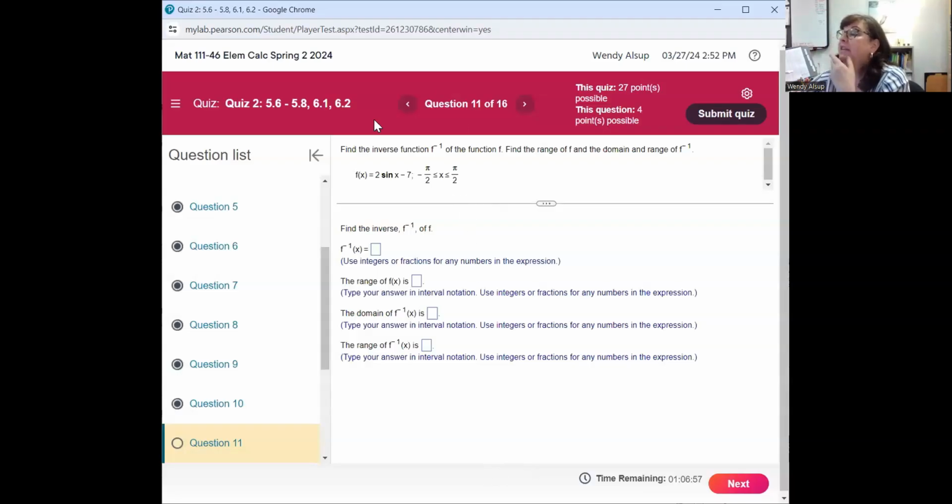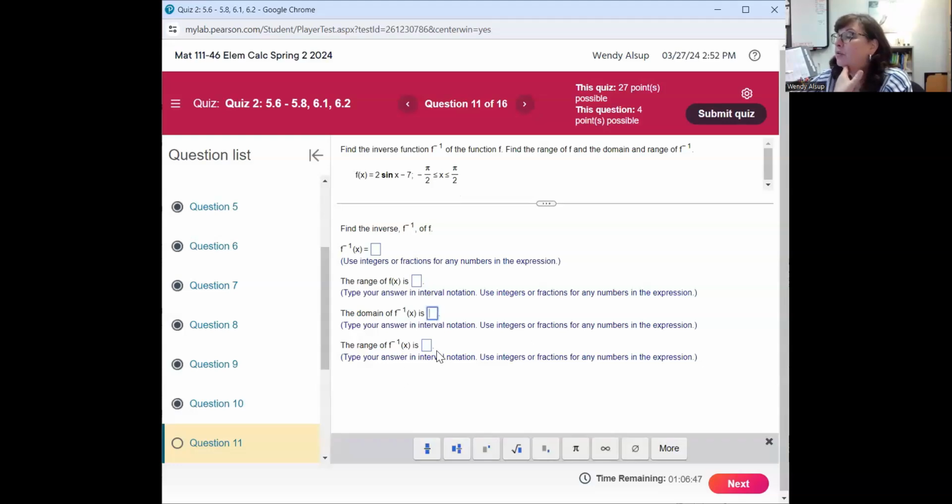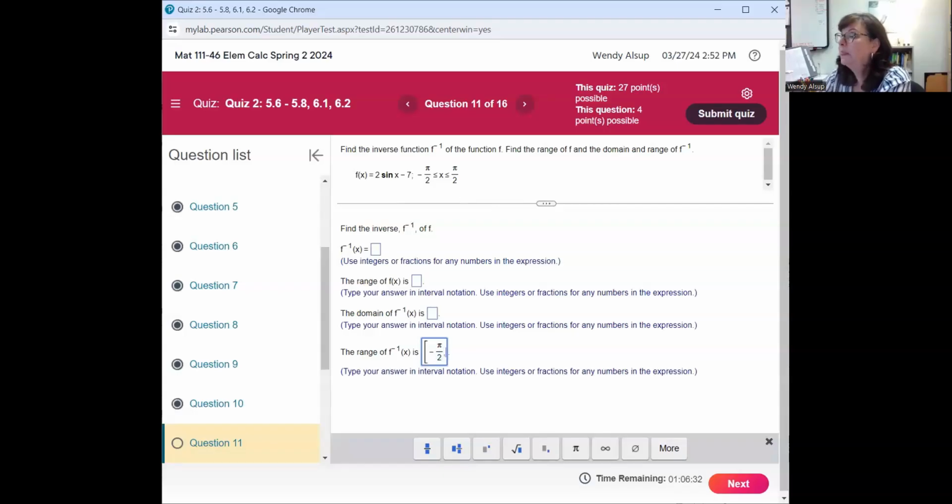All right, find the inverse function. So we're going to find the inverse function. We are given the original domain, so you already know the range of the inverse. You were given the original domain. That's going to be your range. They wanted an interval notation, so now we're going to do it. Negative pi divided by 2, comma, pi divided by 2, and I want brackets because the domain is less than or equal to, so mine is going to include negative pi over 2 and pi over 2.